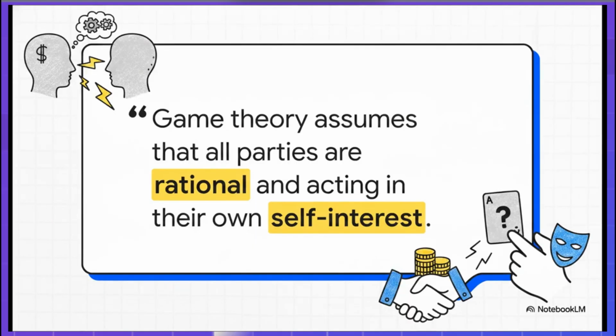And that brings us to the core, honestly kind of cynical assumption of this whole science. Game theory just assumes that all parties are entirely rational and acting purely in their own self-interest. It operates on the basic premise that everyone is playing to maximize their own piece of the pie, completely regardless of the fallout for anybody else. People will cooperate if it helps them, and they will absolutely lie when they need to.